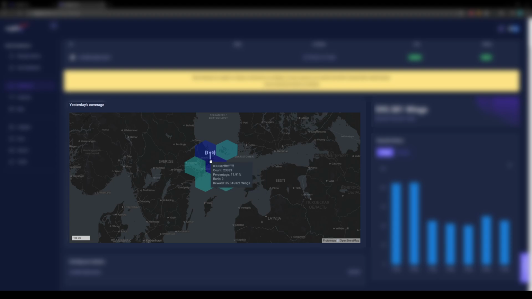So based on its location, we can see that in this hex, it's only about 23,000 messages. That was only 11.9% of all the messages submitted for that hex.